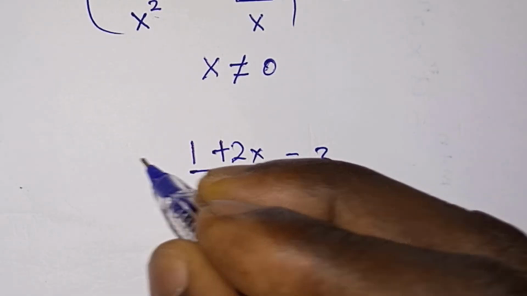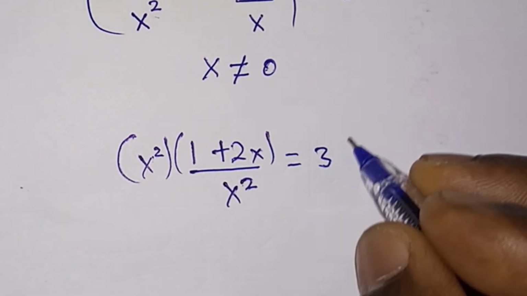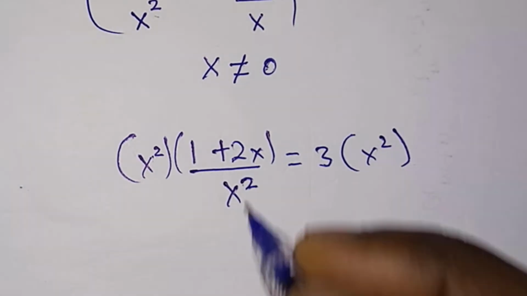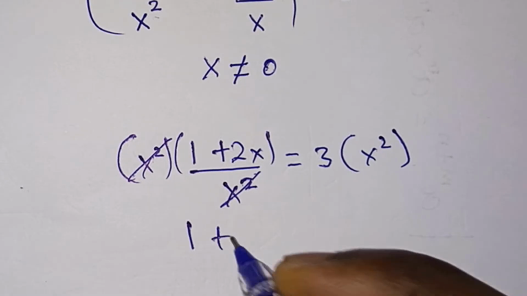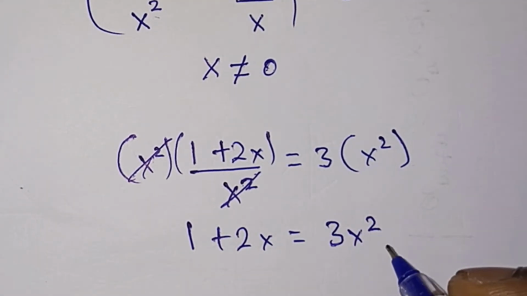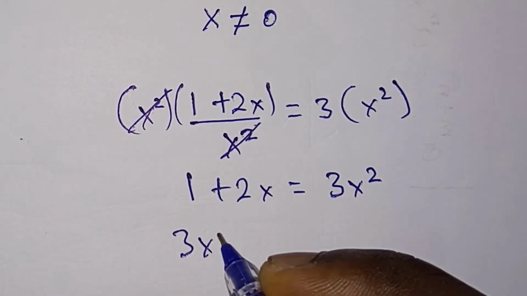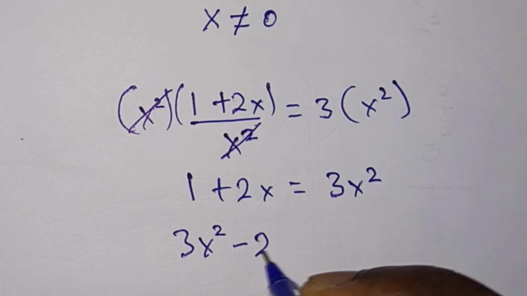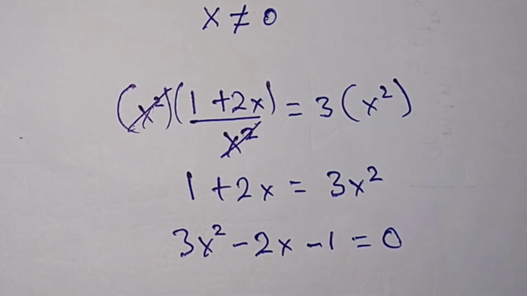Then we will multiply each side of the equation by x squared, so that this and this will go. We have 1 plus 2x is equal to 3x squared. Then we will equate everything to 0. So we have 3x squared minus 2x minus 1 is equal to 0.